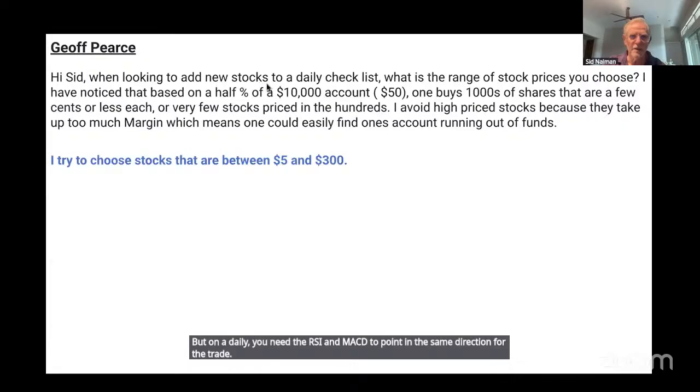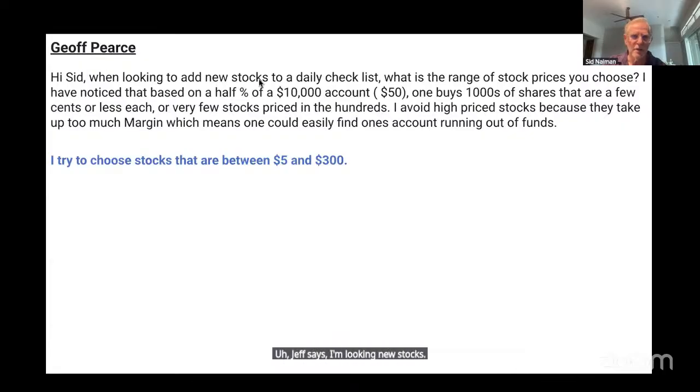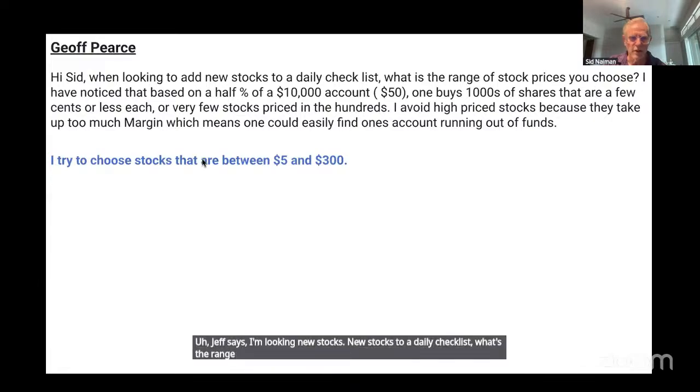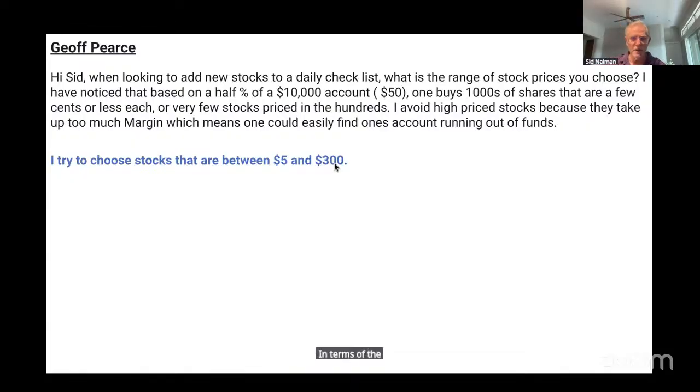Jeff says, looking at new stocks for a daily checklist, what's the range of stock prices? So I go between $5 and $300 in terms of the price of stocks I'm looking at. I don't like to look at stocks under $5.